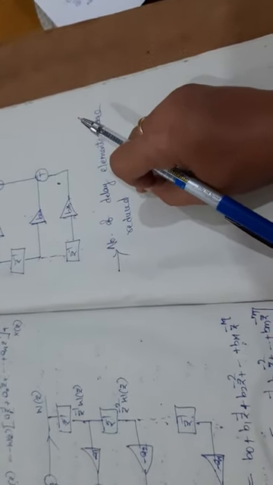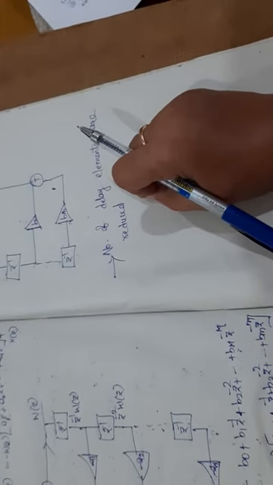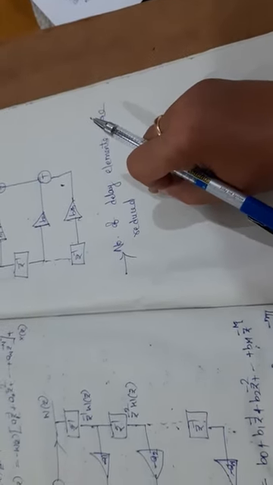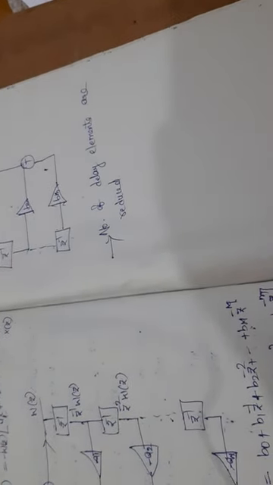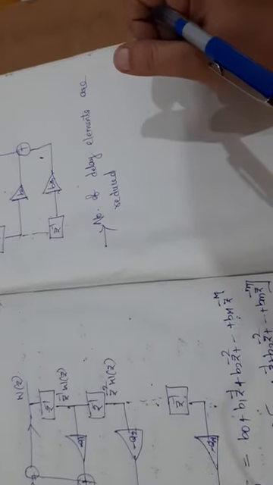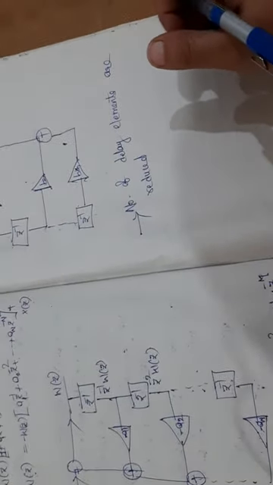The same limitations are there for direct form 2. What are the limitations? There is a chance of instability due to quantization noise, and there is a lack of hardware flexibility. Okay, thank you.